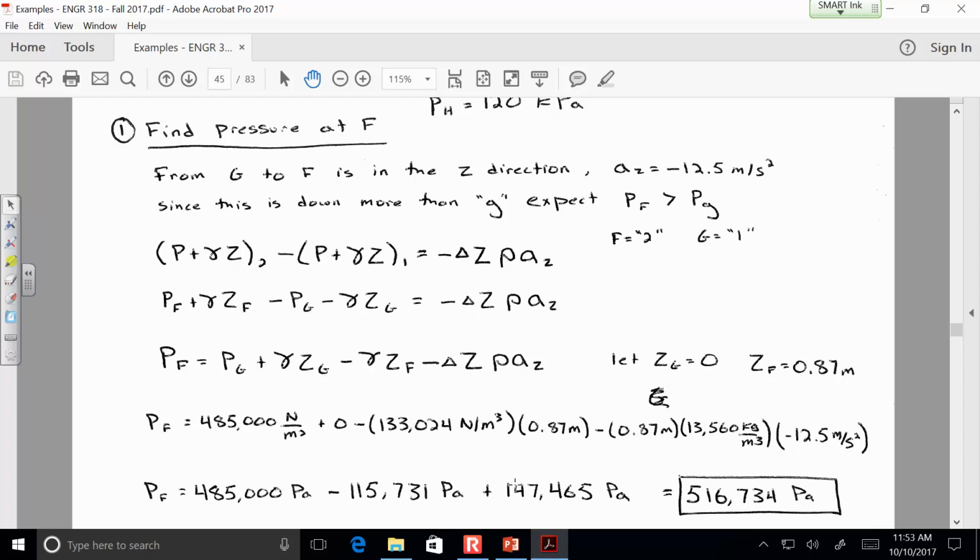So the downward acceleration, that pressure accumulation, is larger than the fact that it's above it in elevation. So in other words, the downward acceleration of 12.5 meters per second squared is bigger than the g acceleration. So you don't have to separately account for g. Euler's equation already has that handled. Any questions on this first part of finding the pressure at F?